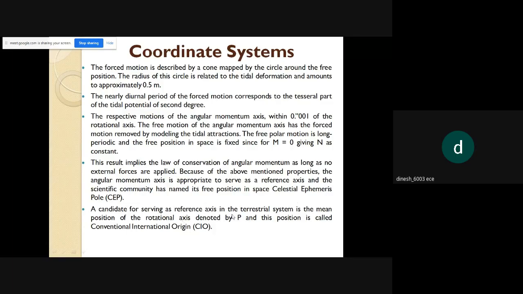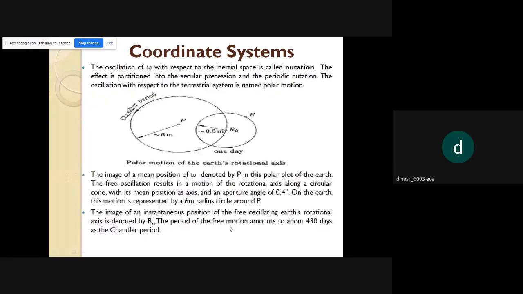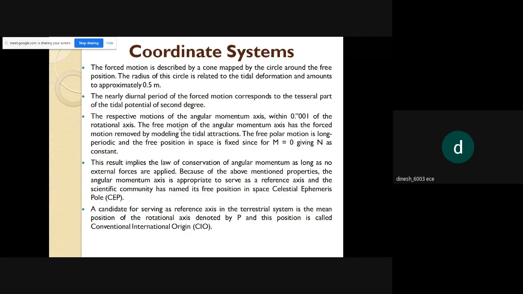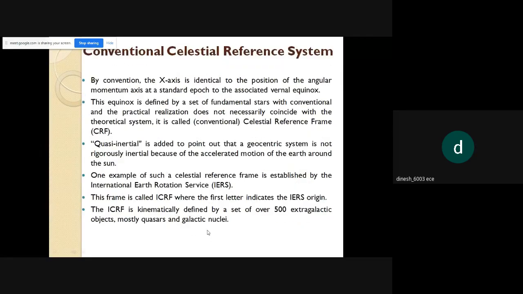So this coordinate system serves as a reference axis in the terrestrial system, where the mean position of the rotational axis, denoted by P, is called the conventional international origin. I'll show you that. This P which we have defined is the conventional international origin. This is the position of that object. By convention, the x-axis is identical. So we have two methods after this conventional origin.